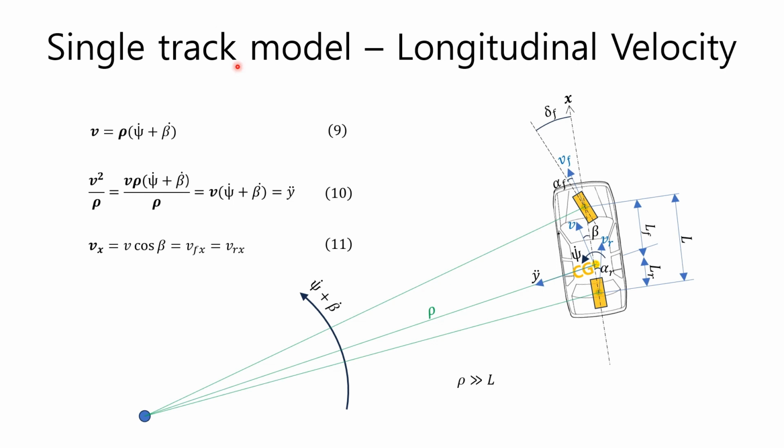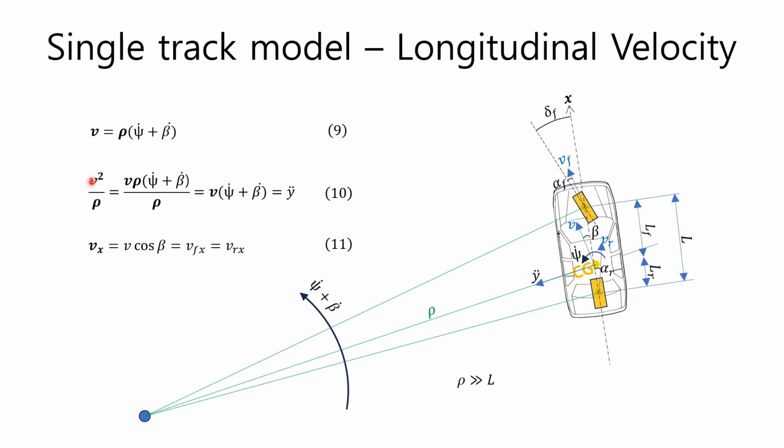Let's find the longitudinal speed of the single track model using the kinematics analyzed previously. In the case of a rigid body that makes a turning motion with the curvature radius rho, the acceleration that generates the centripetal force, y2 dot, can be obtained as in equation 10 using the velocity v in equation 9.